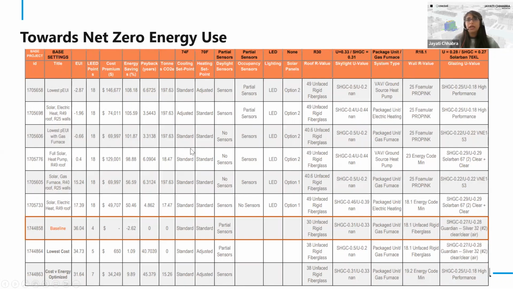So you can see these were the bundles that were created that were better behaving than the baseline. You can see they could reach lower EUIs, which were even negative. And this highlighted one is the baseline one.